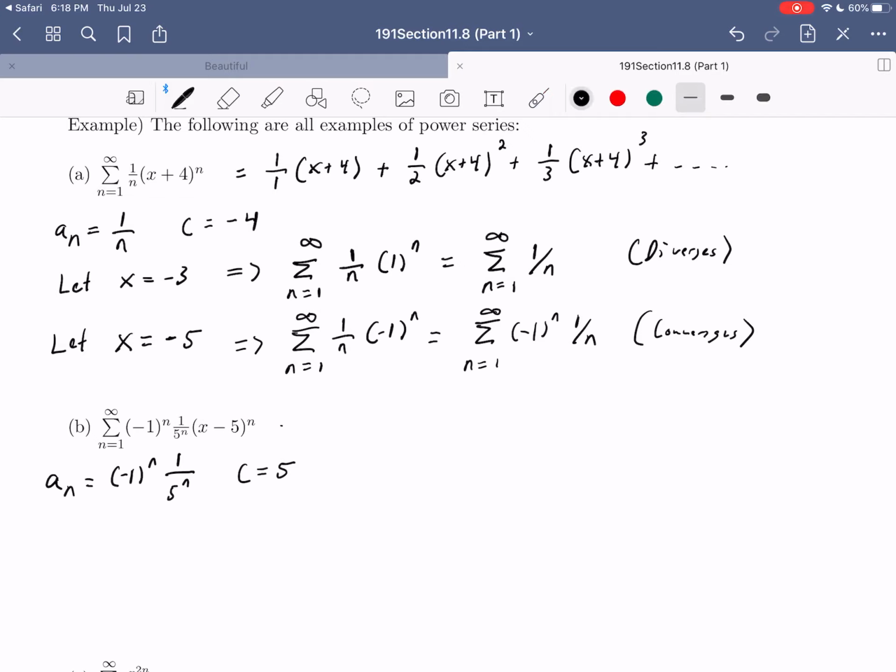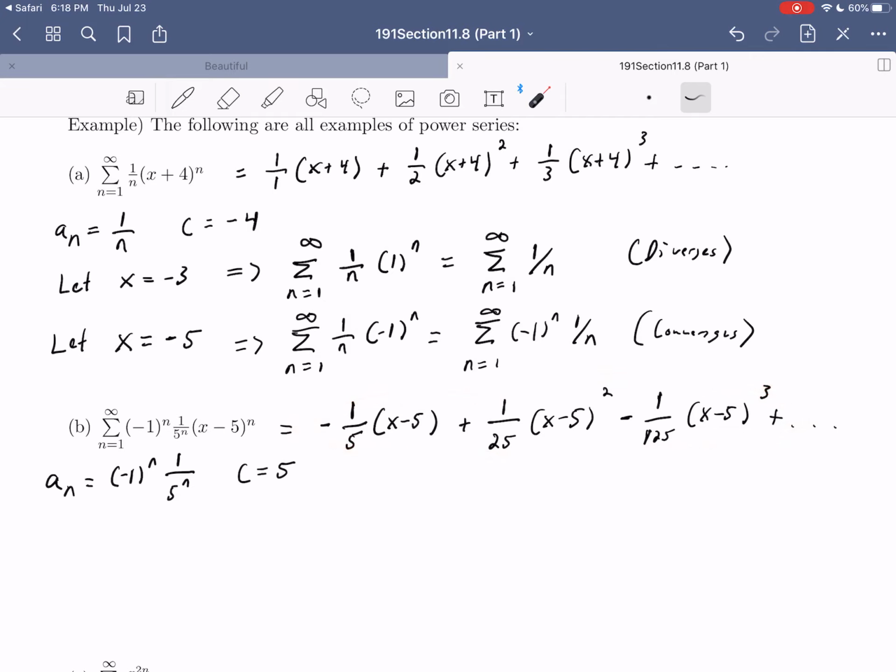If we actually wrote out the first few terms, it would be something like negative 1/5 times x minus 5, then plus, because it's going to alternate, 1 over 25 times x minus 5 squared, then minus 1 over 125 times x minus 5 cubed, and then plus dot, dot, dot. Once again, you can see that every one of these terms is a polynomial, and this is really just one giant infinite polynomial.